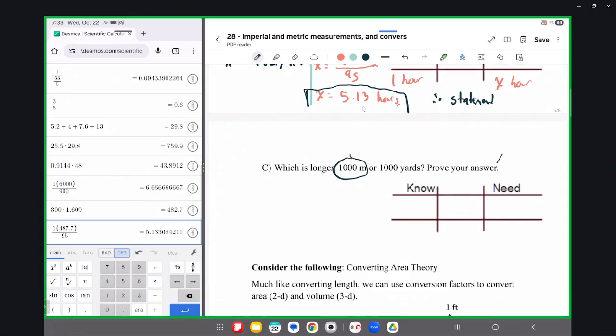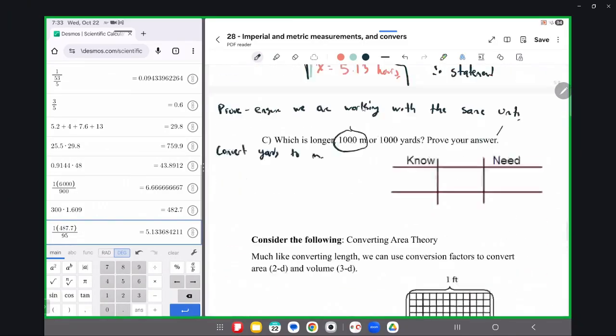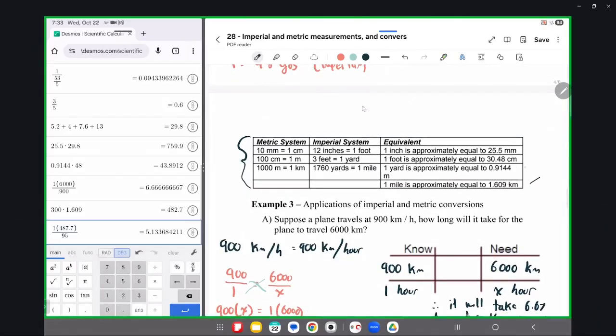So to prove your answer, in this case, we want to ensure we are working with the same units. So we're going to convert the yards to meters. Okay, so we know that 1 yard is equal to 0.914 meters.